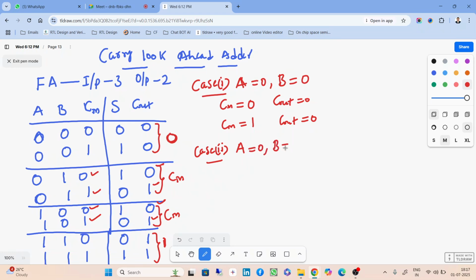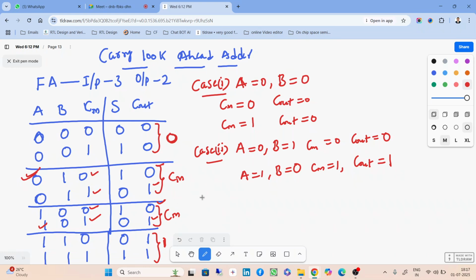That is A equal to 0 and B equal to 1. And C input equal to 0, C out equal to what you are getting? C out equal to 0. This case. And next A equal to 1 and B equal to 0. In this case, C input is equal to 1. What is C out? 1 you are getting.